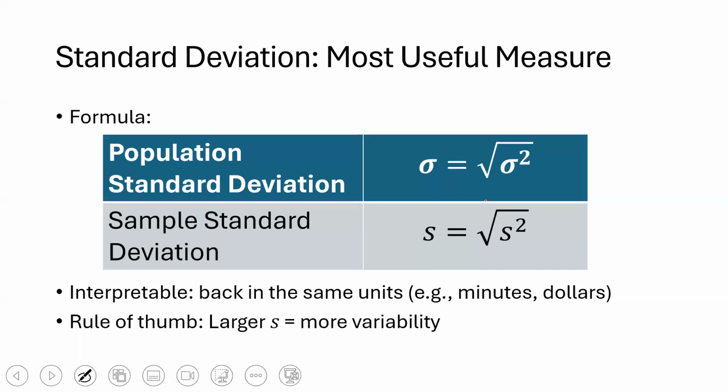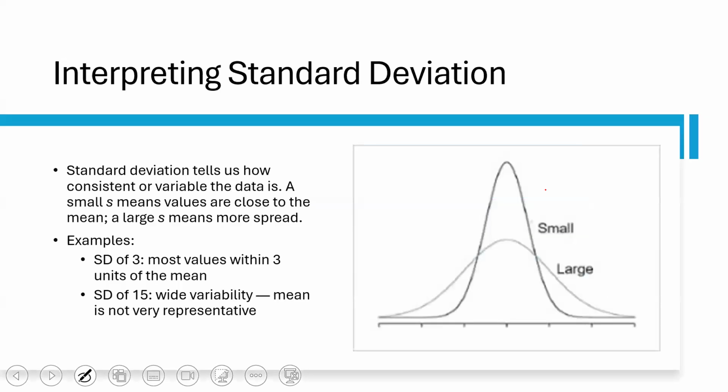Here are the formulas. So to get the sample standard deviation, lowercase s, just take the square root of the variance. For the population, lowercase sigma is the standard deviation, take the square root of the variance. If your standard deviation is 5, that means values typically vary about 5 units from the mean. In real life, you might say, on average, most salaries are about $5,000 away from the mean. That's information you can work with.